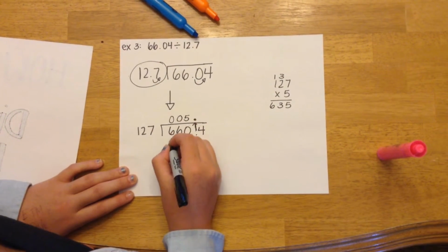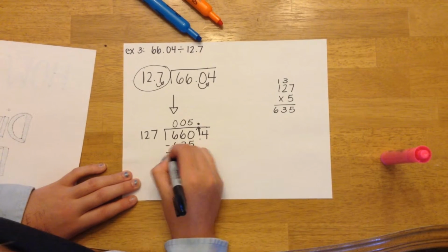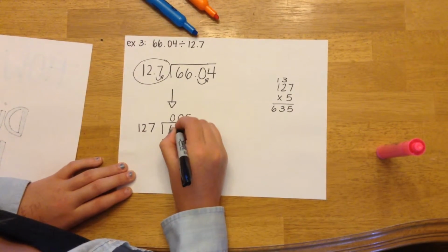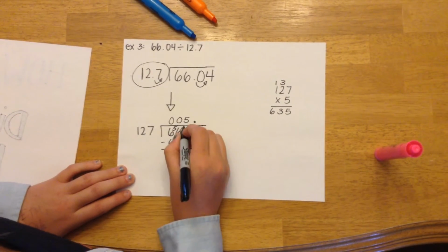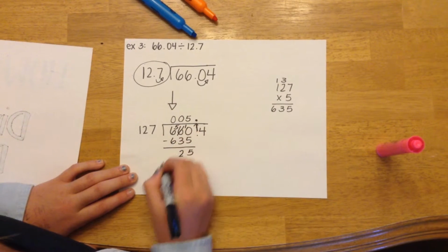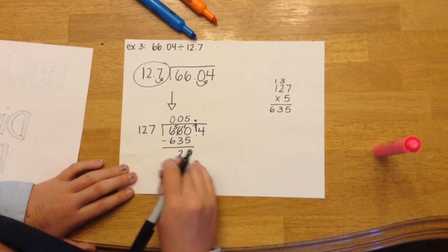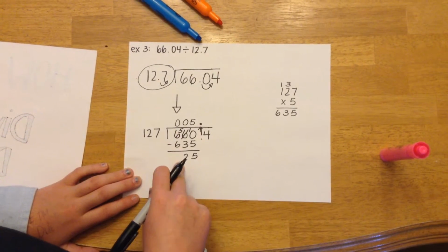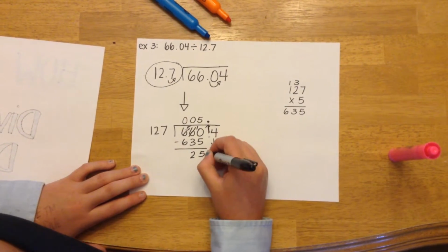Now I'm going to minus out, just like I would do regularly. That becomes a 5 because I need to borrow. 10 minus 5 is 5. 5 minus 3 is 2. 6 minus 6 is 0. We know that we did it right because 127 is bigger than 25. Now I'm going to carry down my 4.